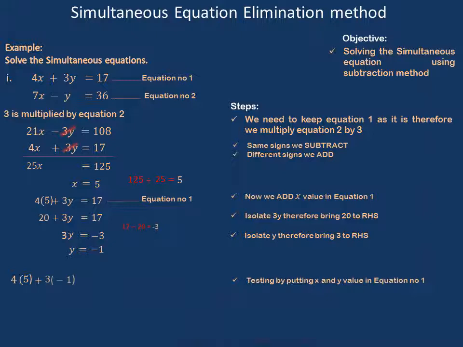Now with the first equation, if you put their values, you're going to find that if you solve it, it is going to be equal to 17. And now the first one is correct. So the second one, if you put the x value, which is 5, then you're going to find out it actually gives us 36, which is also correct.